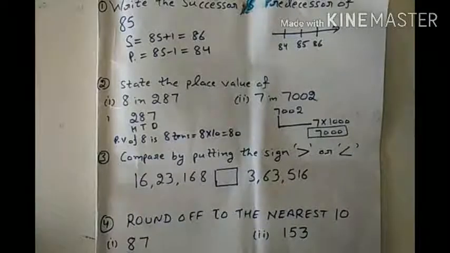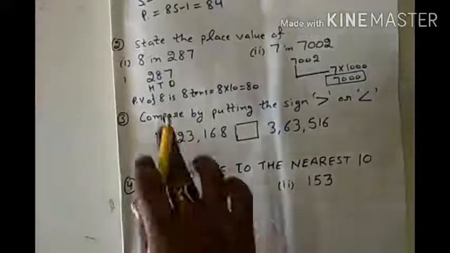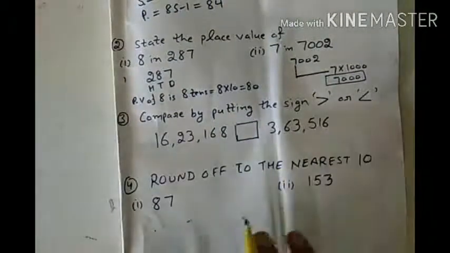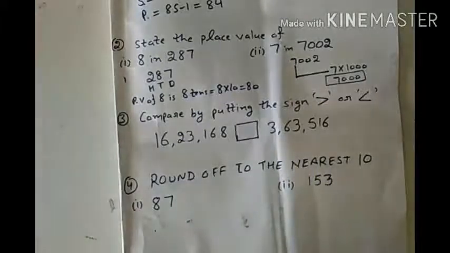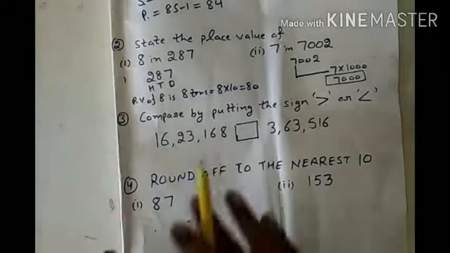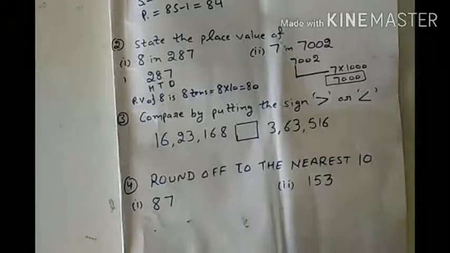So, these are the two methods to find the place value of the given number. Student, always remember, if you are asked what is the place value of 0, then it is 0 in every case. Now, compare by putting the sign greater than or less than. So, this is a very simple question. We have to check which numeral is greater and which is smaller.